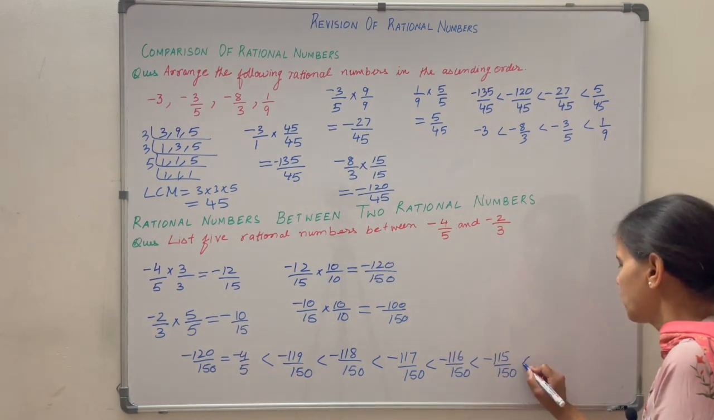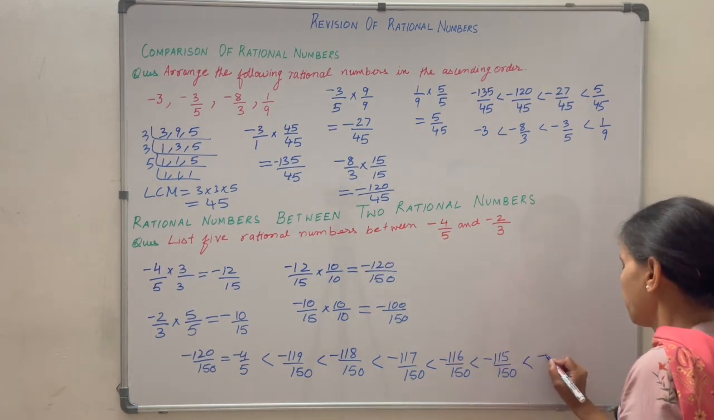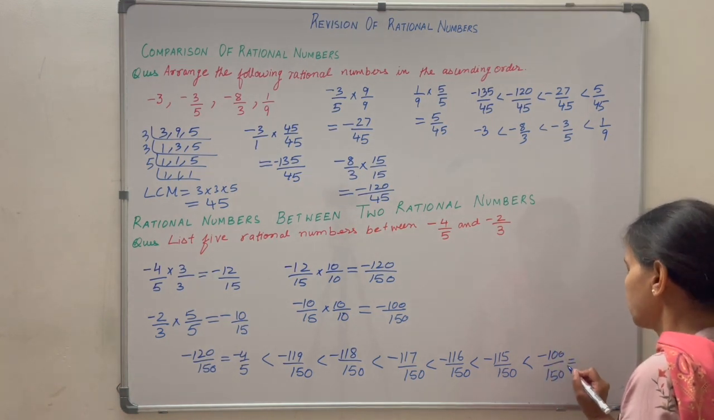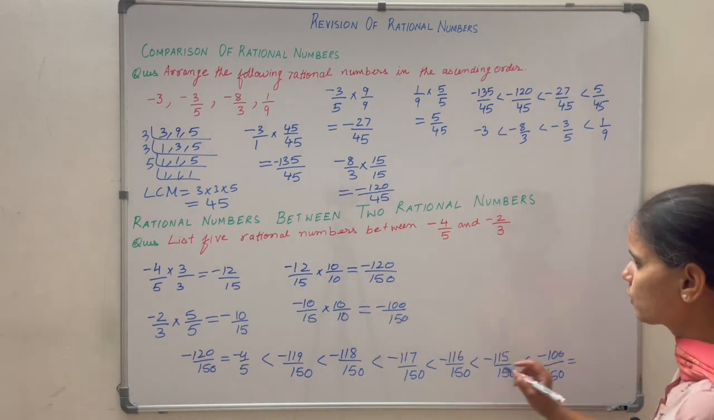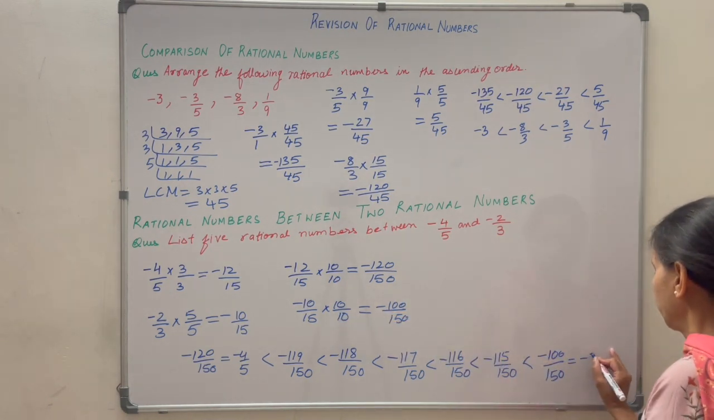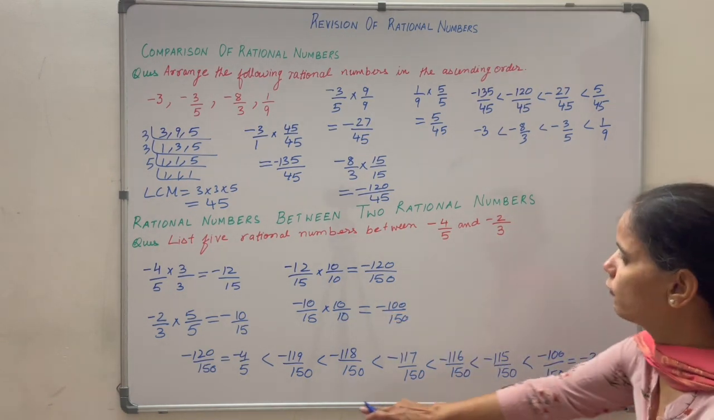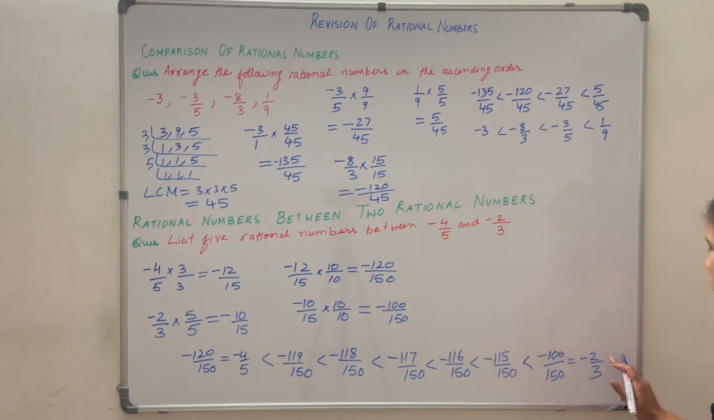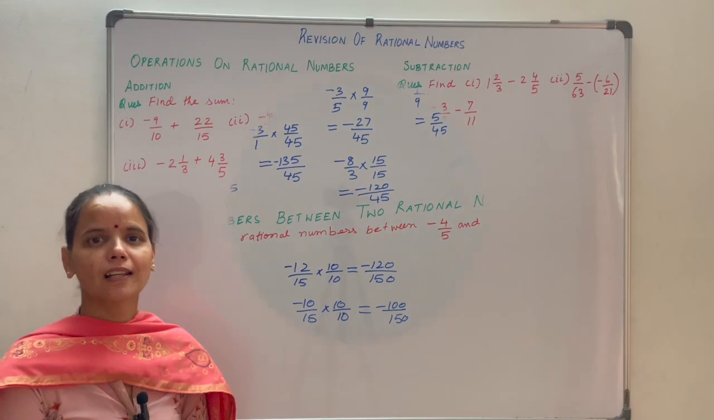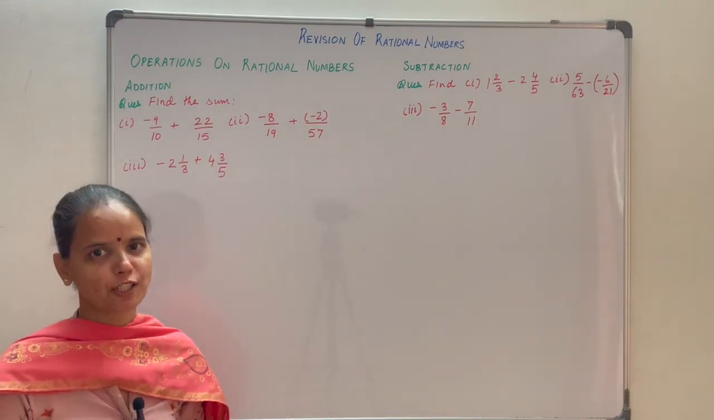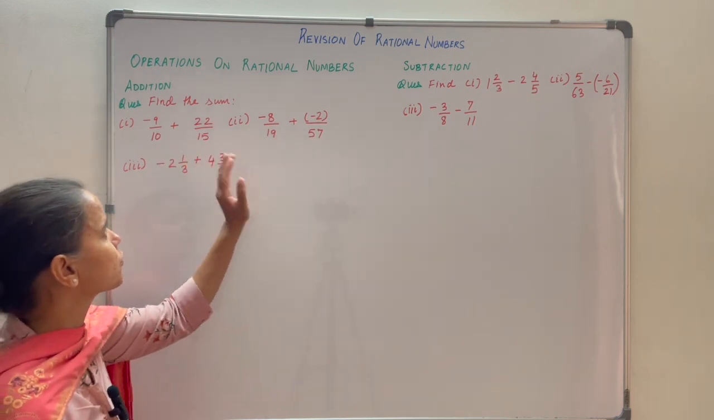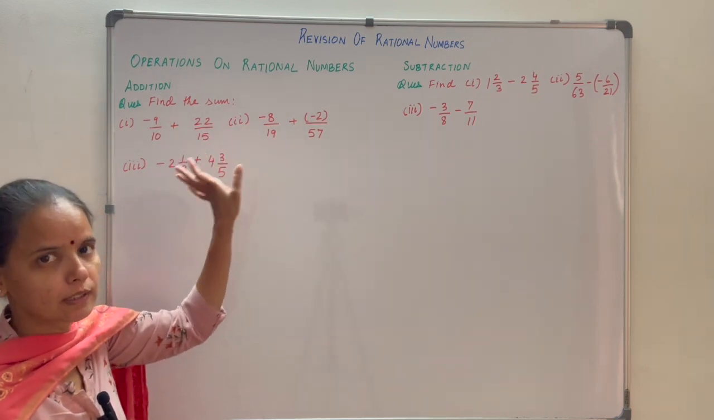So this is lesser than, you can see, minus 100 upon 150, that is equal to minus 2 upon 3. So you have found out 5 rational numbers between minus 4 upon 5 and minus 2 upon 3. Let us do operations on rational numbers. The first is addition. Find the sum. So you need to find out the sum of all these rational numbers.